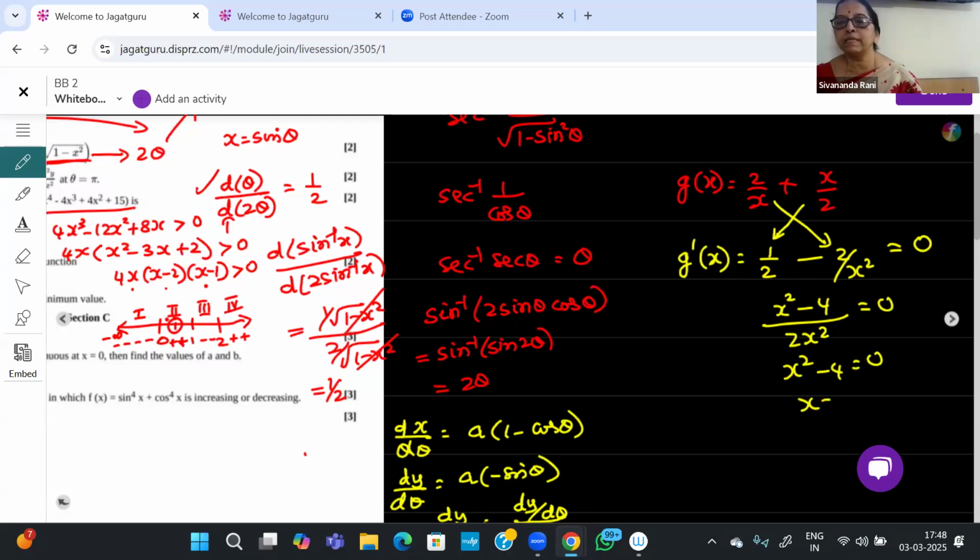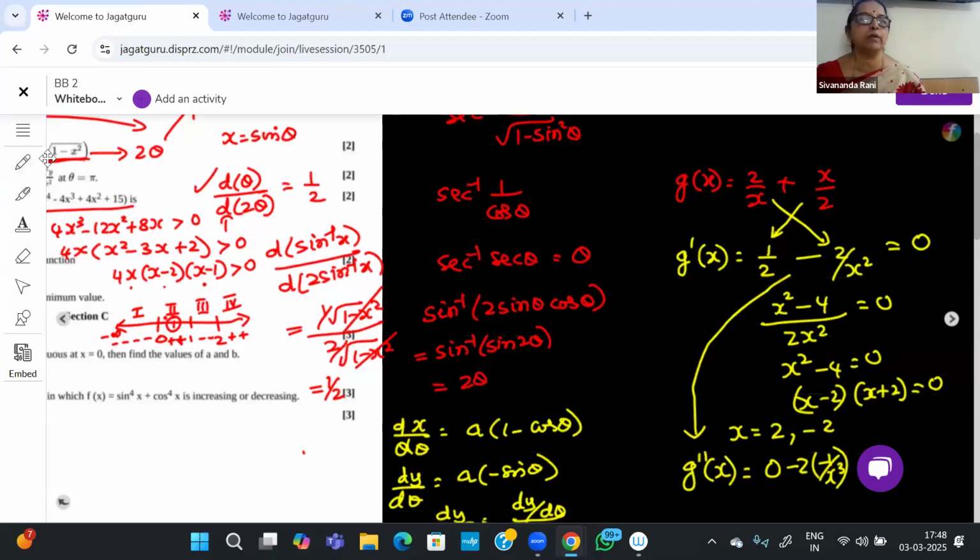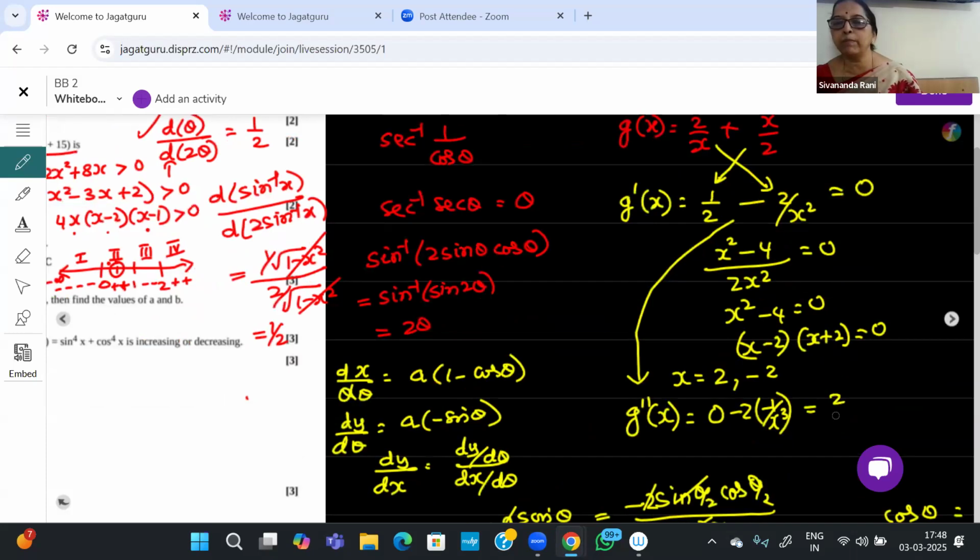I get two possibilities. Isn't it easy? Very easy. So either x is 2 or minus 2. But I'm not sure which of them is minimum, which of them is maximum. So I consider the second derivative. Derivative of half is 0, and minus 2 comes out. Derivative of 1 by x square is minus 1 by x cube. So I get the second derivative to be plus 2 by x cube. At x equal to 2, it is positive. So 2 is a point of minimum. This is the minimum point. Minus 2 is the maximum.